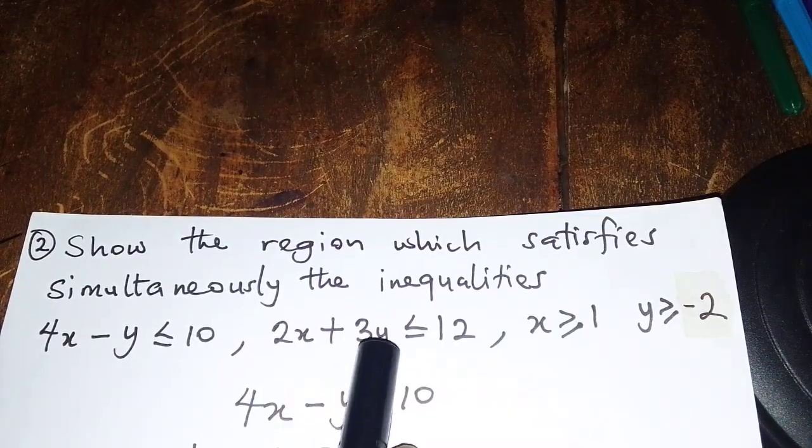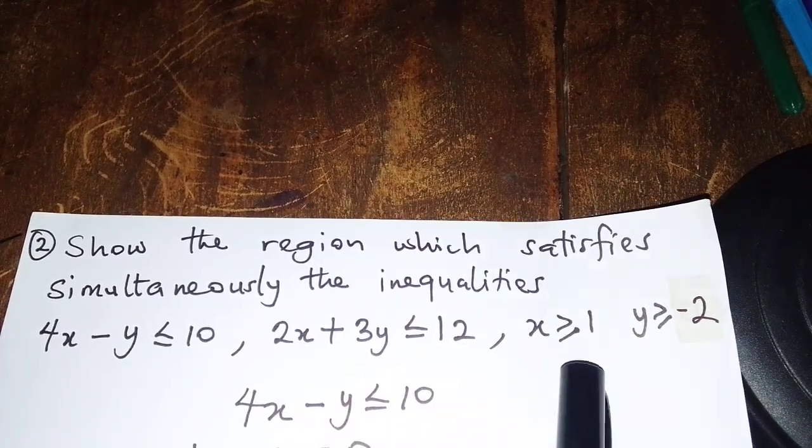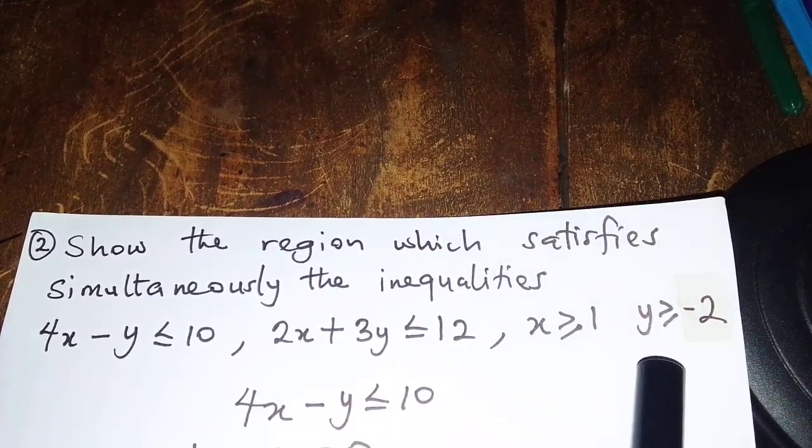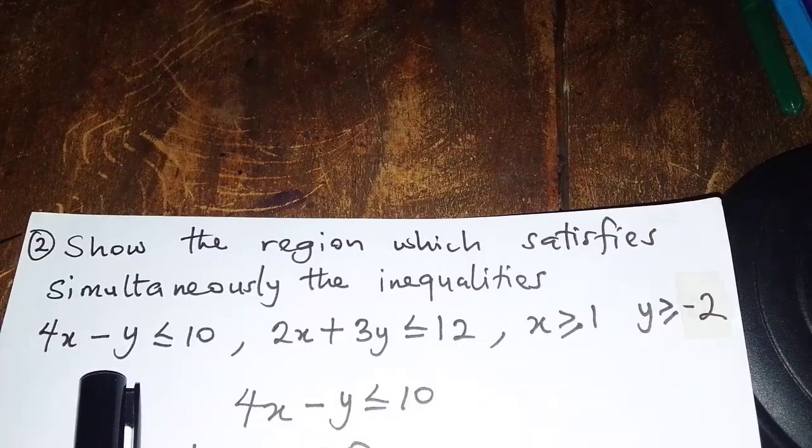2x plus 3y is less than or equal to 12. X is greater than or equal to 1. Y is greater than or equal to minus 2. So first of all, we need to get the coordinates of these ones.